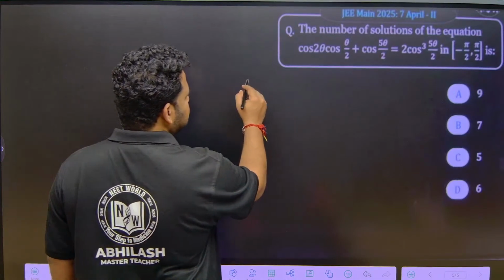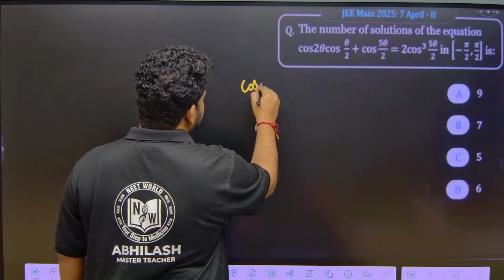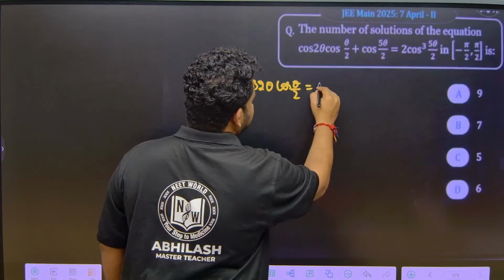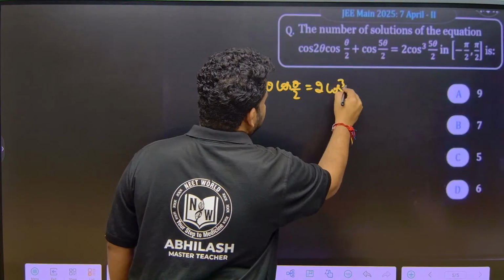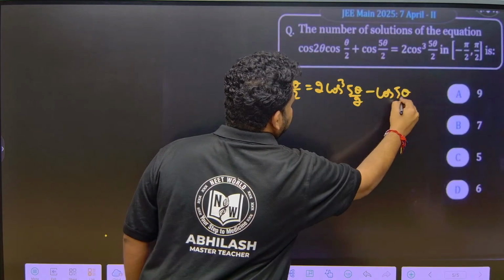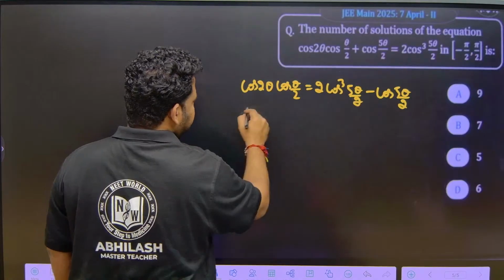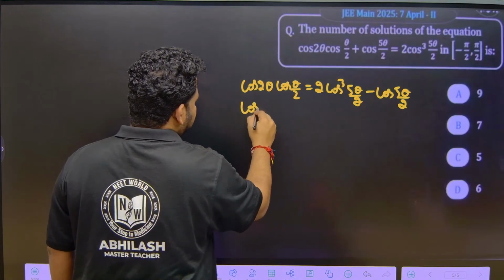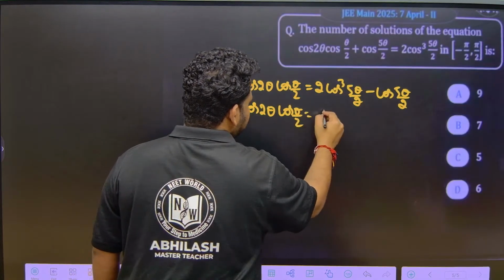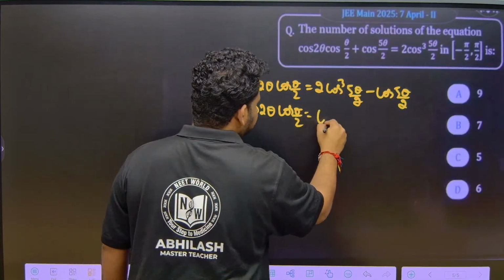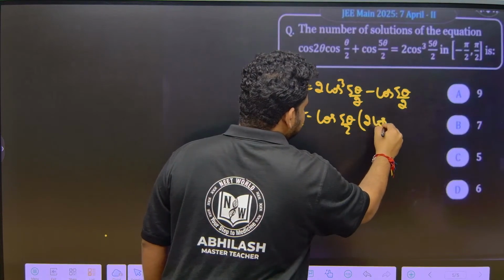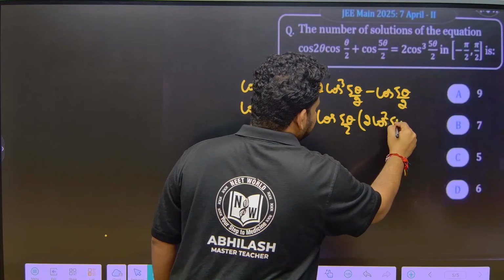So, let us write down. This is cos 2θ cos θ/2. Let me send it that side. This will become 2 cos³ 5θ/2 minus cos 5θ/2. Now, what can I take common here? Cos 2θ cos θ/2 equals; here I can take cos 5θ/2 outside. If I take it, this will become 2 cos² 5θ/2 minus 1.